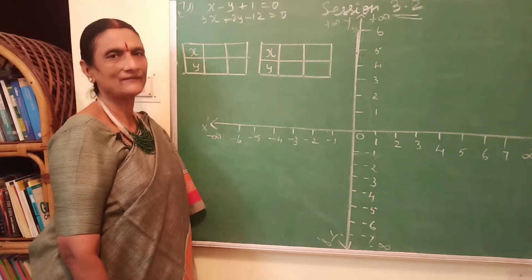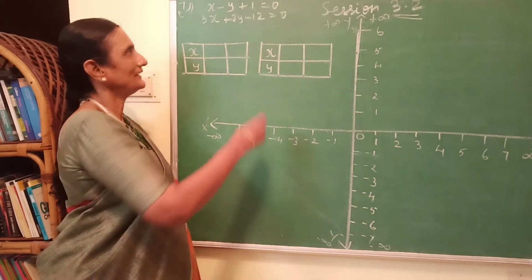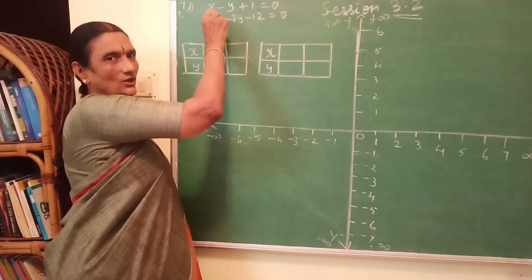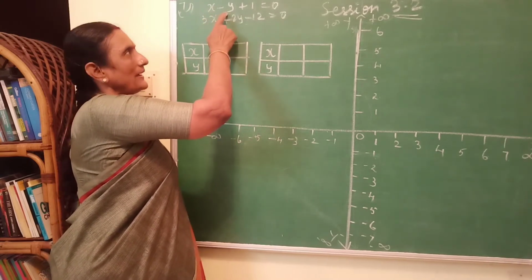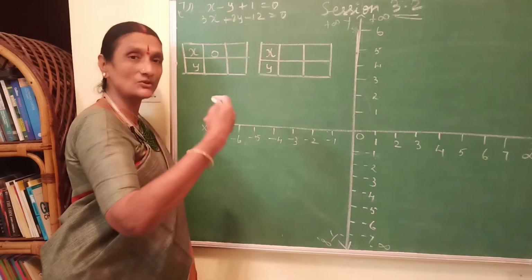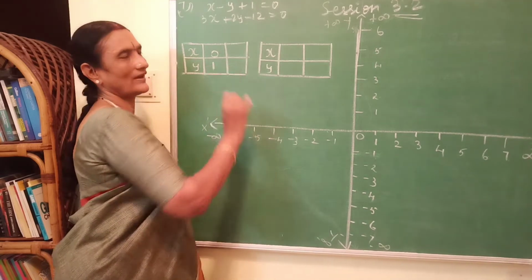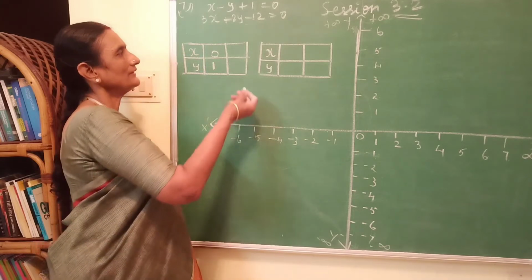Are you all ready? Let us take the points for x and y. Let us take the first equation. So I am going to take the value 0 for x. So when I take the value 0, minus y plus 1 equal to 0, then minus y is equal to -1. Therefore, y is equal to +1 you will get. Are you understanding? Now, one more value.